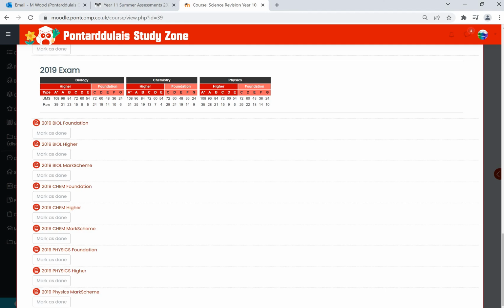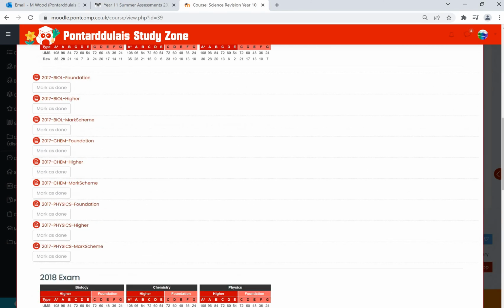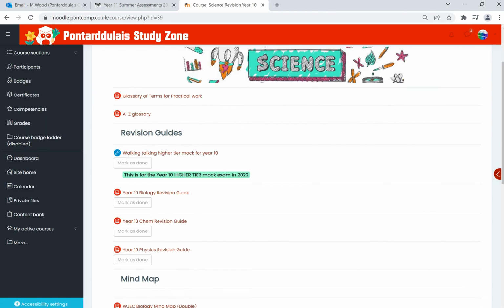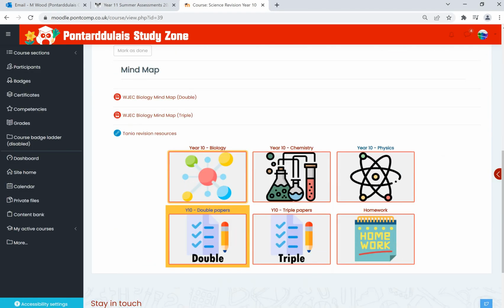What's really interesting is if you do a paper and then you mark it through the mark scheme, you can then look up what your raw score was, for example on biology, and you can see what score you needed to get each of the different grades there. They are there for higher and foundation for biology, chemistry and physics. And all of these are in that Year 10 double paper.